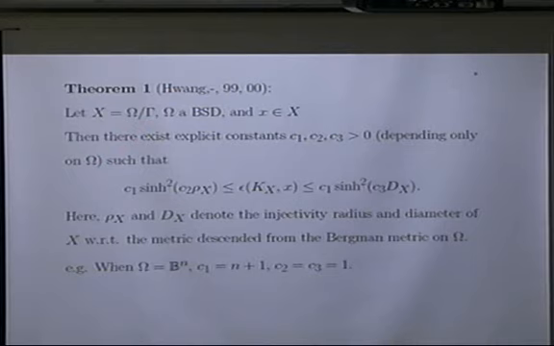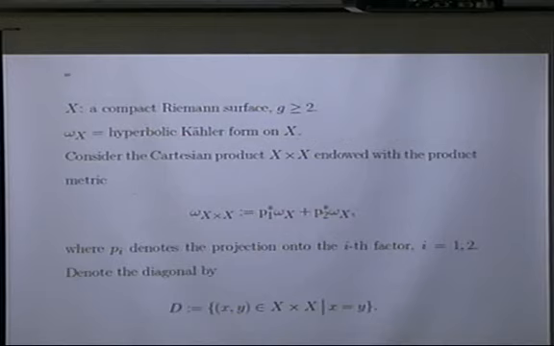Now let me state our result, which is actually an affirmative answer to question 2, but I will state the result as some kind of volume inequalities. Here we again let X be a compact Riemann surface of genus greater than or equal to 2. We denote omega_X to be the hyperbolic volume form on X. Now we look at the Cartesian product X cross X and endow it with the product metric. You take the sum of the pullbacks of the hyperbolic metric on each factor, and then you look at the diagonal D, which consists of those points (x,y) where x is equal to y in X cross X.